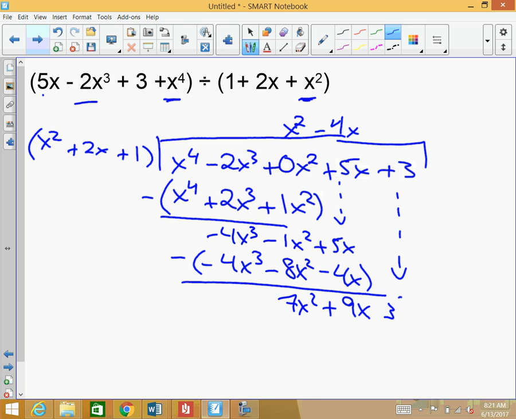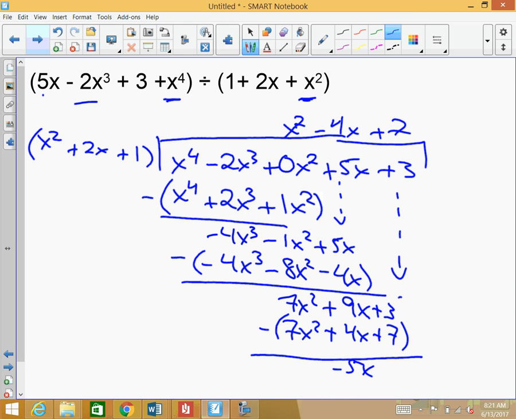Okay. And now we got 7x squared. Well, 7 now becomes my number here. So now I got negative 7x squared. 2 times 7x is plus 14x, and 1 times 7 is 7. So in the end, I'm going to get this linear remainder. So 0, and then I'm going to get negative 5x minus 4. And this whole thing, that is my remainder.